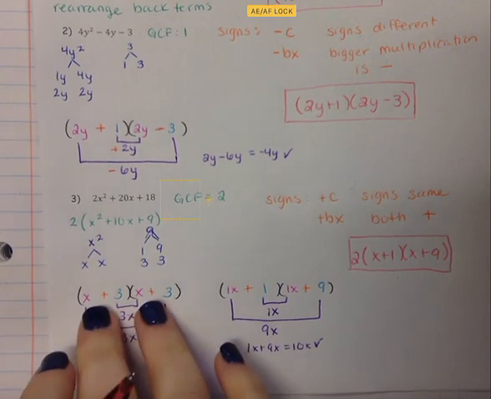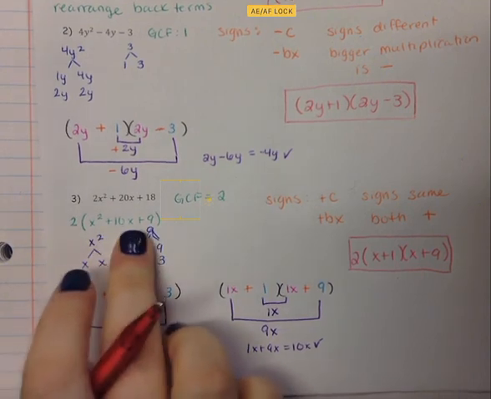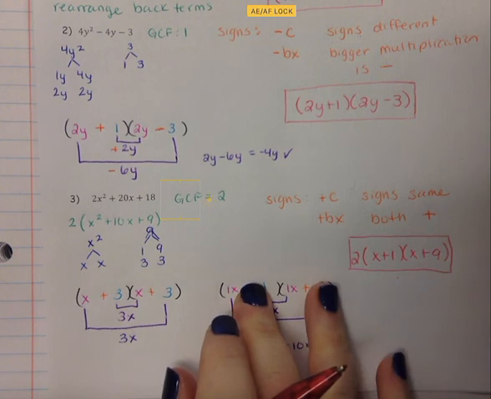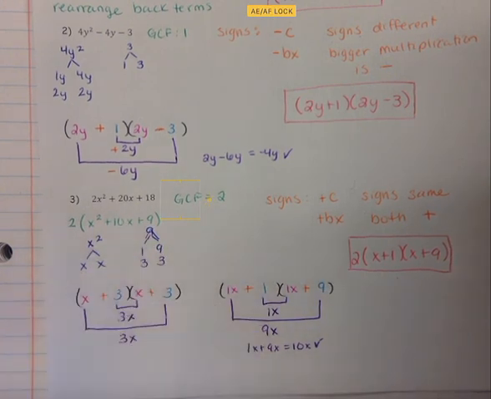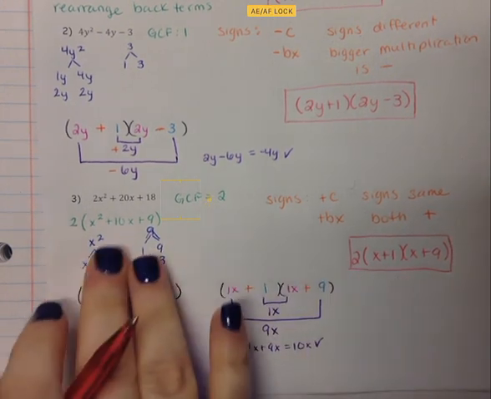So you could have seen that x plus 3 and x plus 3 doesn't give you the right one. But 1 times 9, 1 and 9, will give you a 10. So you could have seen that before you had to do all of this.